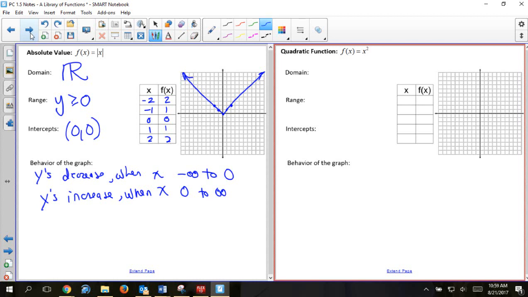No. I'm going to use -2, -1, 0, 1, 2. And when we square a number, we always get a positive. When you square -2, you get positive 4.